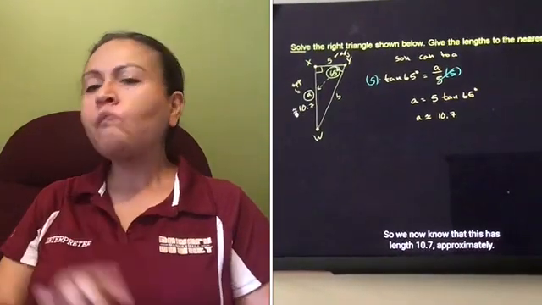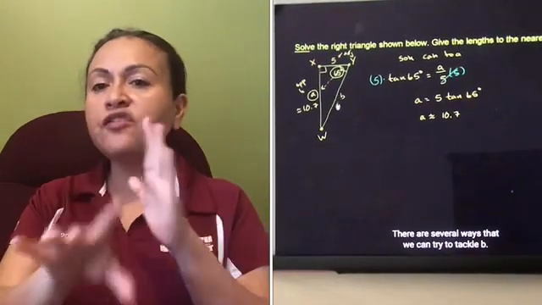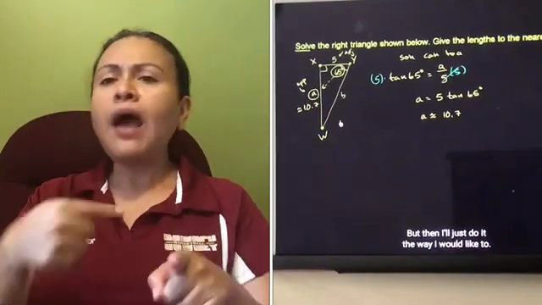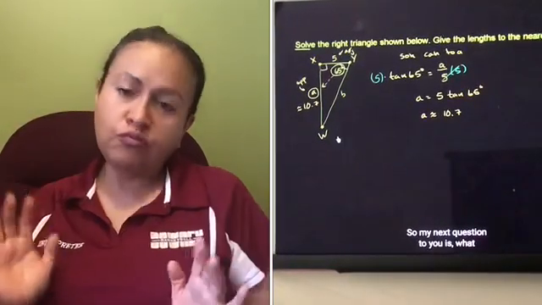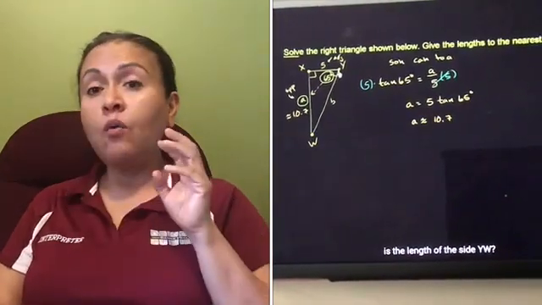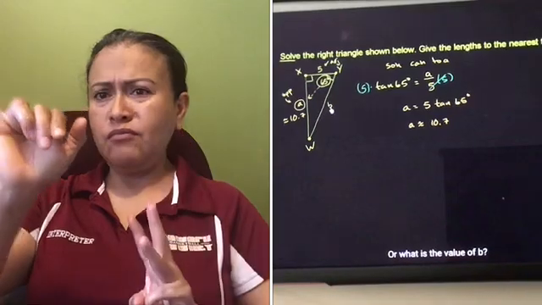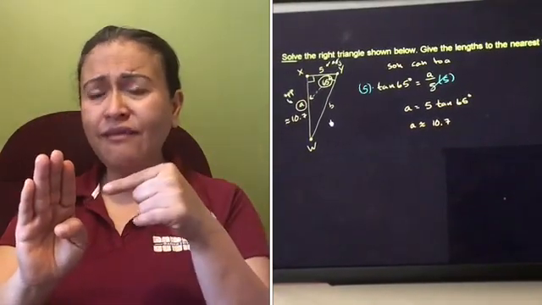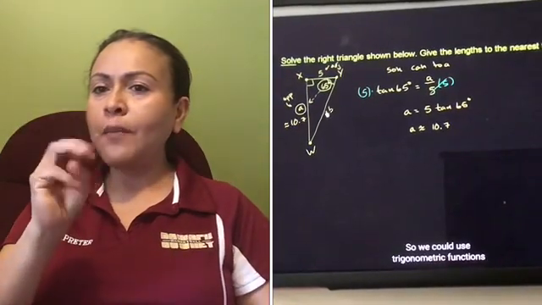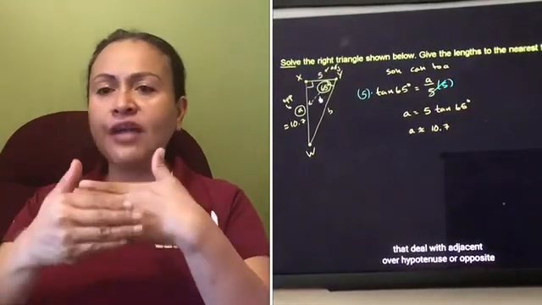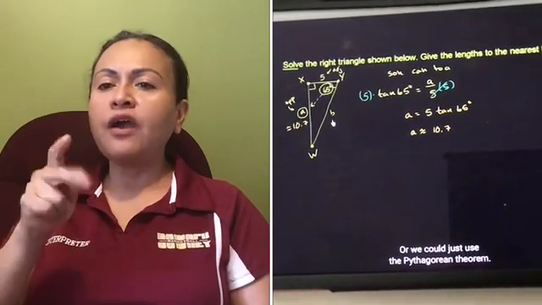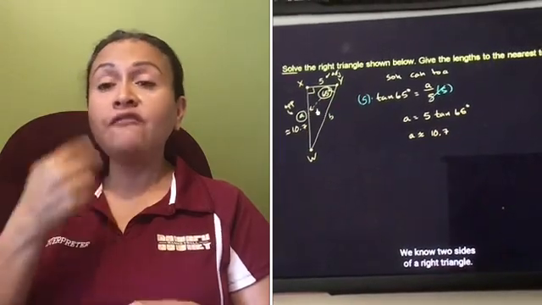There's several ways that we can try to tackle B, and I'll let you pick the way you want to, but then I'll just do it the way I would like to. So my next question to you is, what is the length of the side YW, or what is the value of B? Well, there's several ways to do it. This is a hypotenuse, so we could use trigonometric functions that deal with adjacent over hypotenuse or opposite over hypotenuse. Or we could just use the Pythagorean theorem. We know two sides of a right triangle. We can come up with the third side.